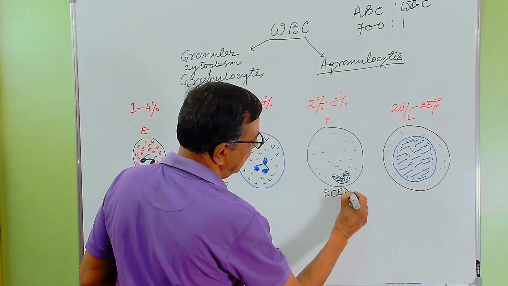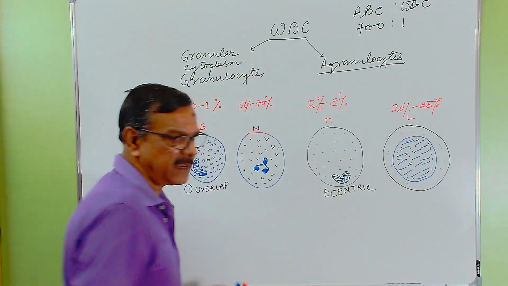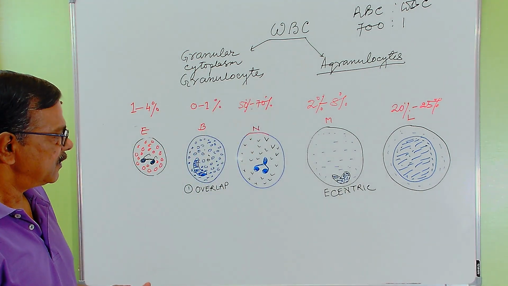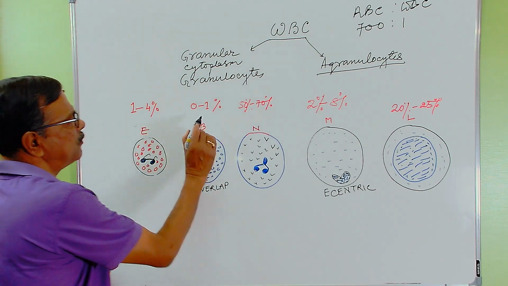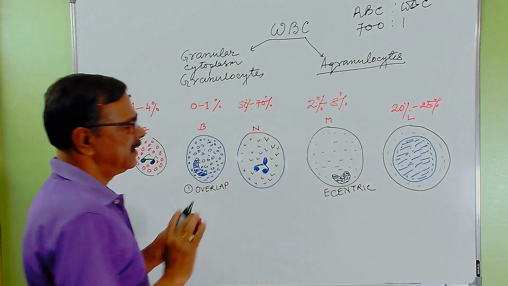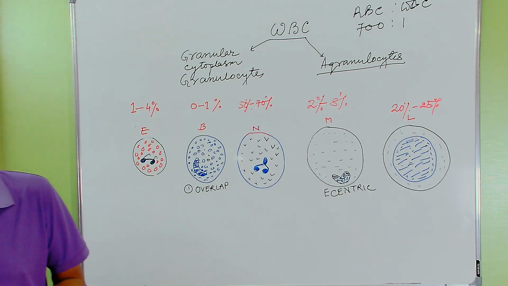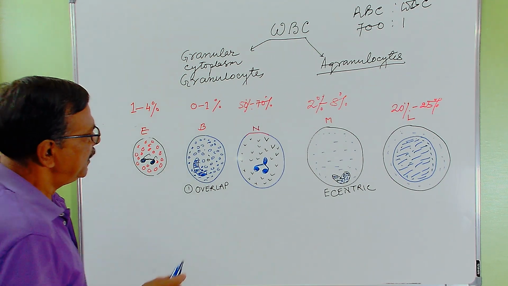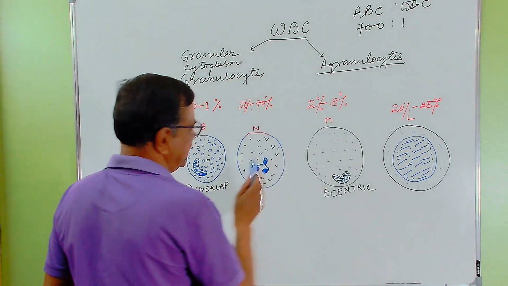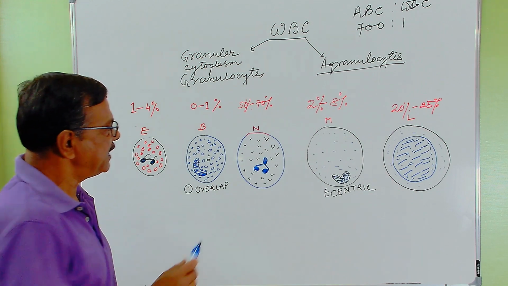E-C-C-E-N-T-R-I-C, an eccentric nucleus. So why differentiate this? And this is 1 to 4%, 0 to 1%. These are the compositions. Now, you see, out of these two, you write neutrophil and monocytes.